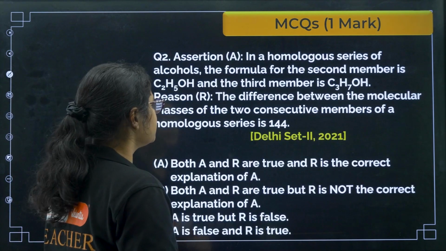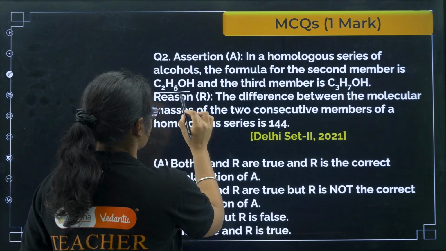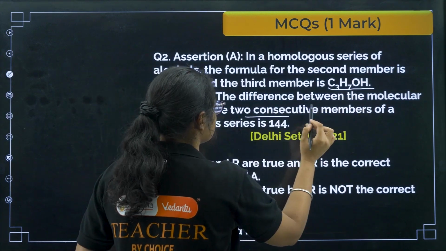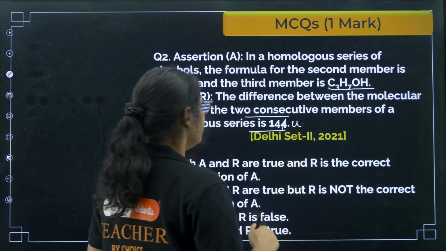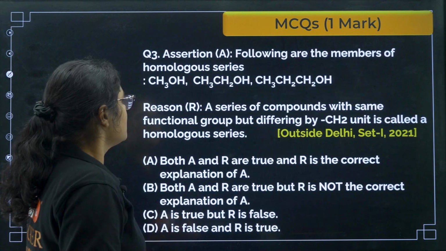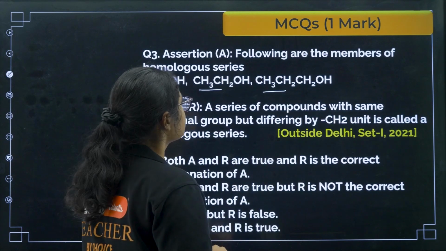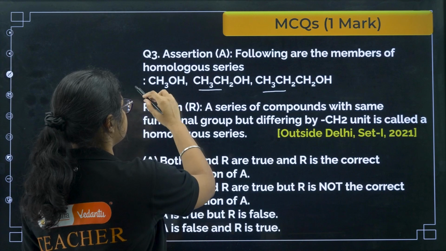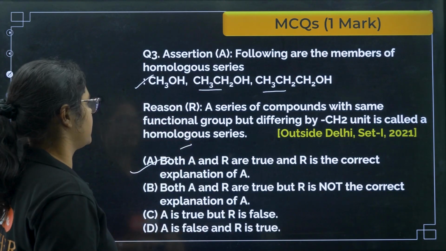Next assertion: in a homologous series of alcohols, the formula for the second member is C2H5OH and the third member is C3H7OH. The difference between the molecular masses of two consecutive members of a homologous series is 14 u. So the assertion is correct and the reason is its explanation, so the correct answer is option A. Next, the following are members of the homologous series CH3CH2CH2CH2OH. A series of compounds with the same functional group but differing by CH2 units is called a homologous series. Yes, that is also correct, so both assertion and reason are correct and the reason explains the assertion. Option A is the correct answer.